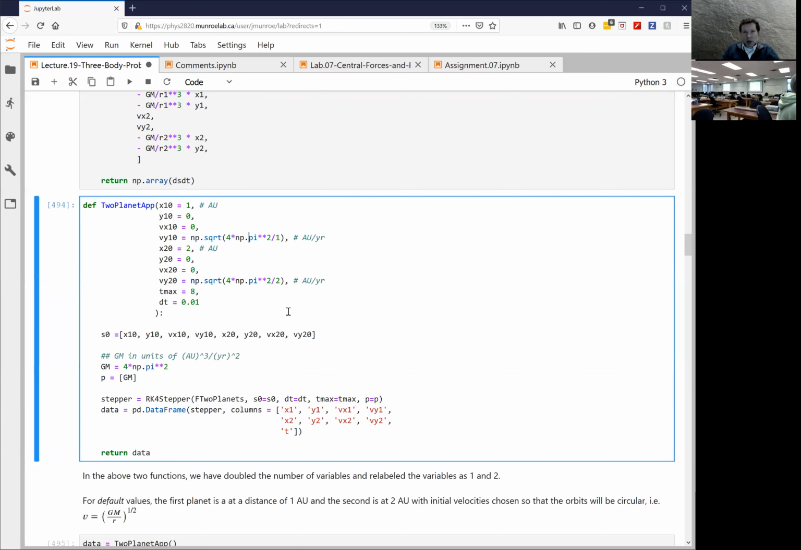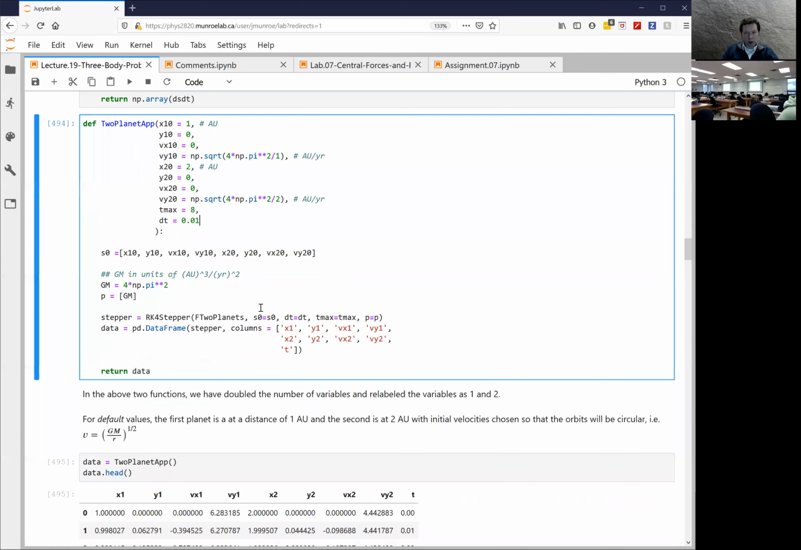For planet 2, I can choose anything I like, but just for the purposes of a default, let's have that second planet be twice as far away. And for it to be circular, it needs to be the square root of gm divided by 2 all the way through.